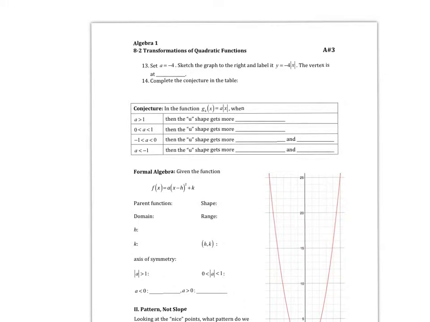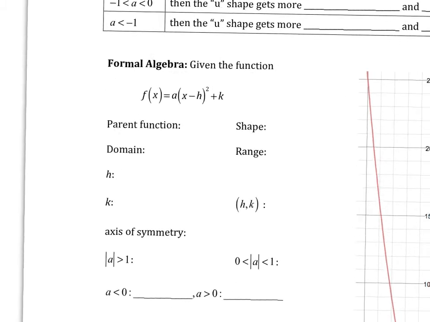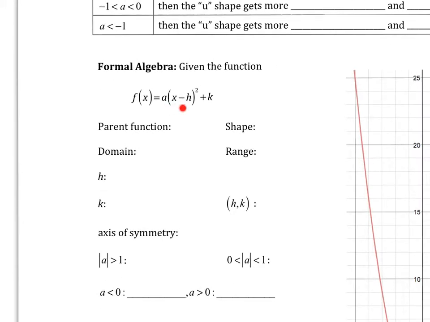And now you've gone through and finished the conjectures. Now I'm going to formalize it real quick here to show you what it looks like in this form here. By the way, this has a name. This is called the vertex form.